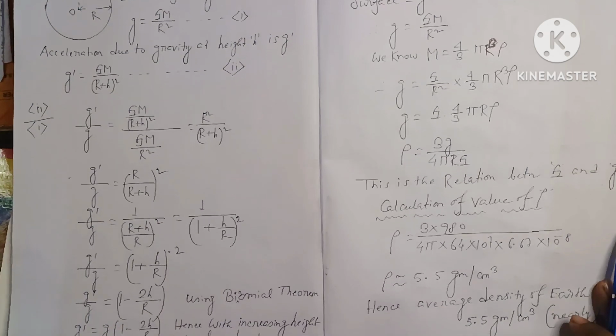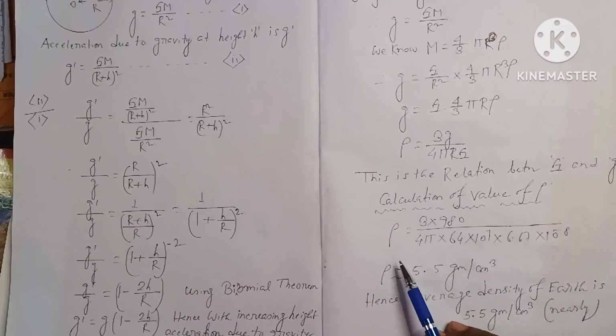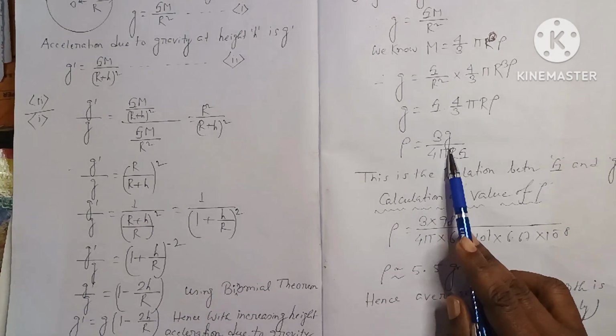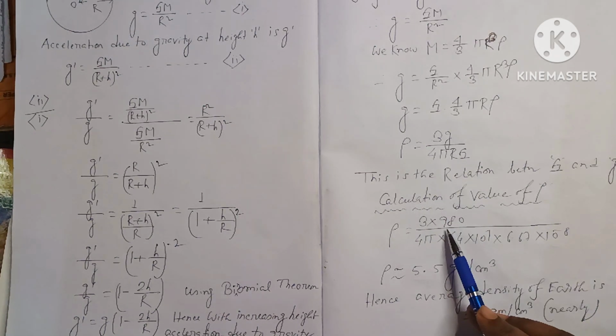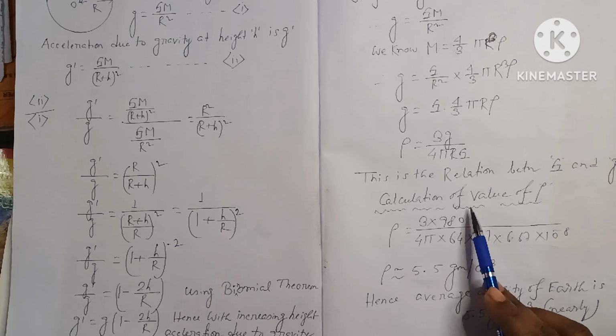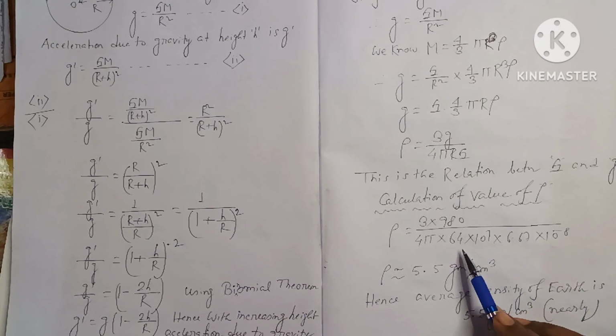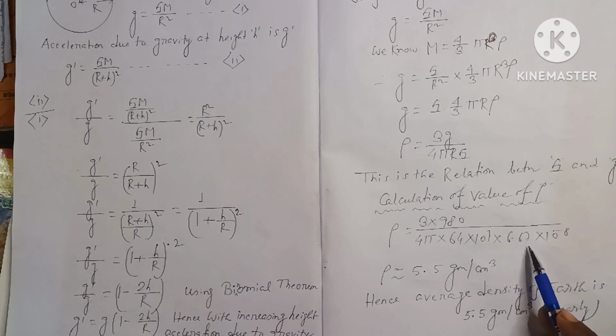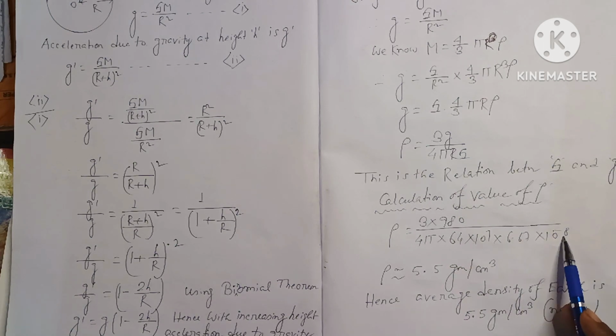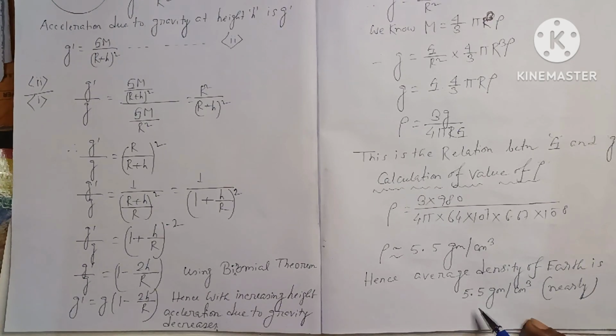We have to calculate the magnitude. So we know rho equals 3g by 4 pi rG. Putting the value of small g, that is 980, r equal to 6.4 into 10 to the power 8 centimeter, and capital G, 6.67 into 10 to the power minus 8 in the CGS system, we get rho as 5.5 gram per centimeter cube.